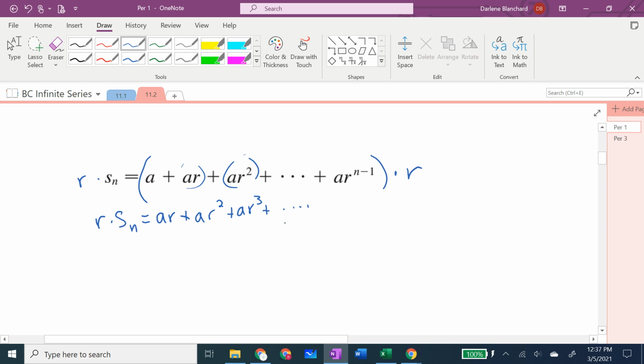Oh, too many dots. It's only supposed to be 3. There. And then if I take the nth term and multiply it by r, then I have a times r to the n.